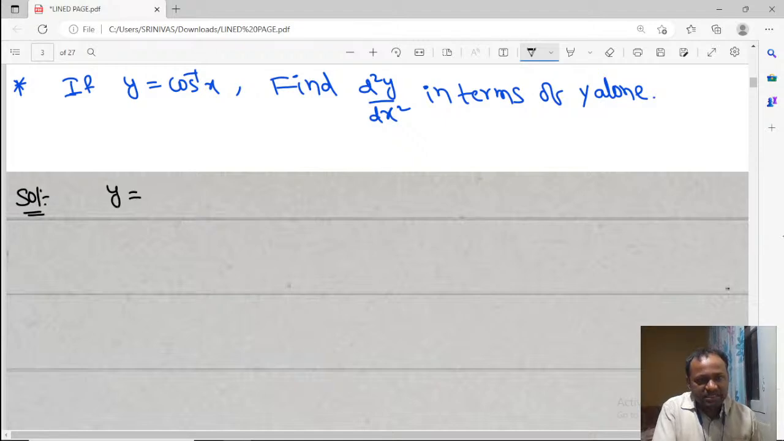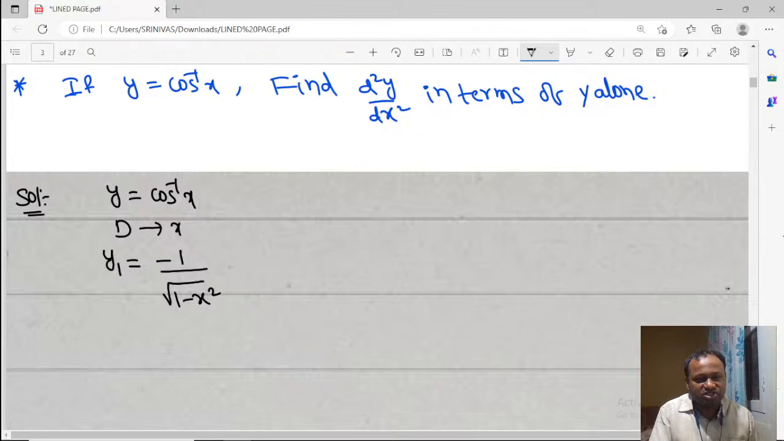So y is equal to cos inverse x. Now I will differentiate with respect to x. y1 is equal to minus 1 by under root of 1 minus x square, the differentiation of cos inverse x. From this I can take it as x is equal to cos y, isn't it? y is equal to cos inverse x means x is equal to cos y.